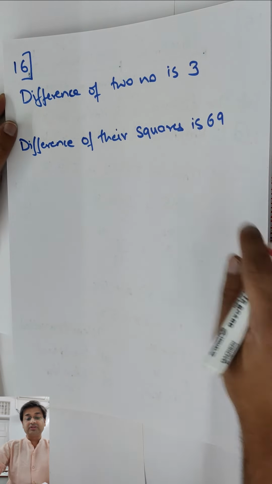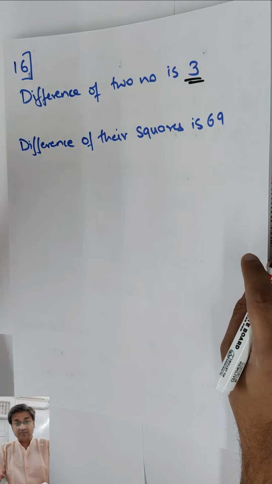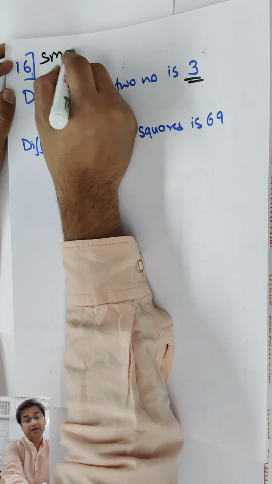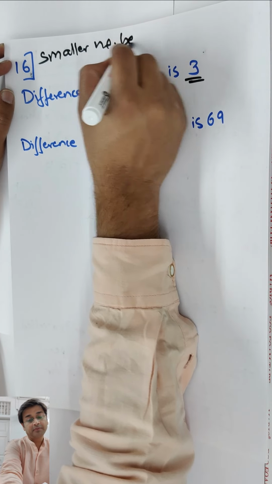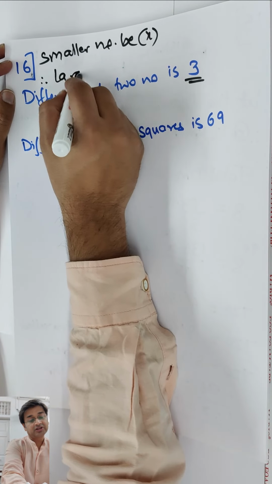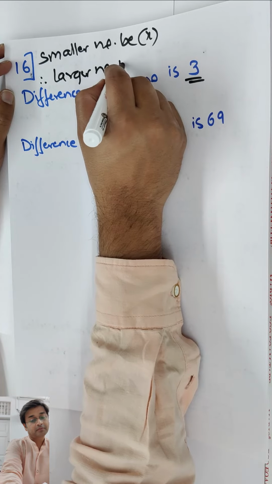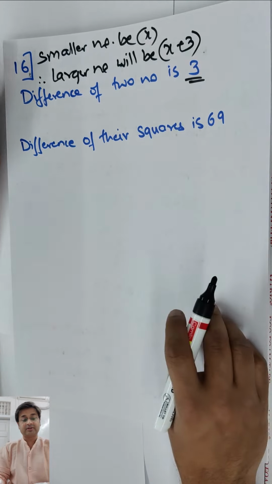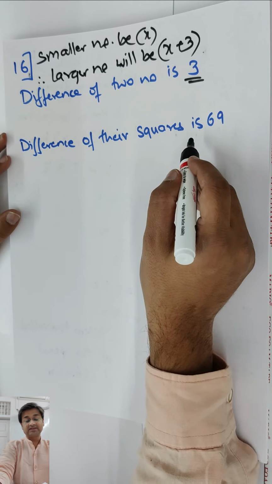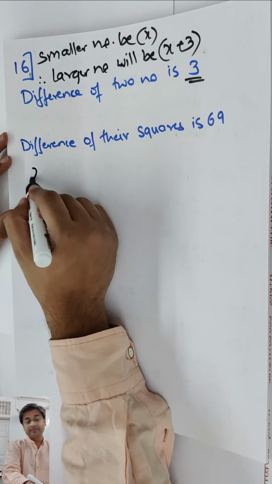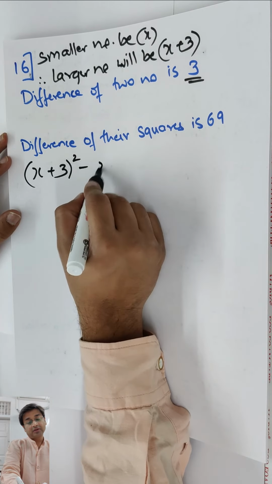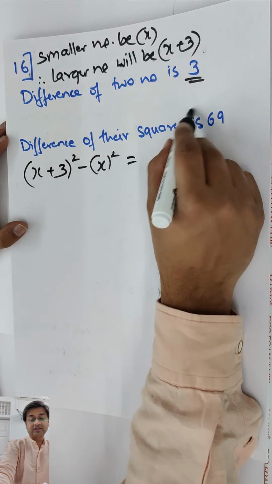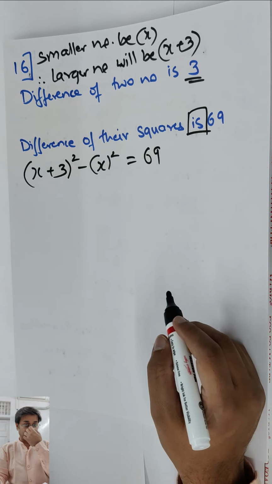The difference of two numbers is 3. So assume the smaller number as x. So bigger will be x plus 3. Super. So you say smaller number be x. Therefore larger number will be, its difference is 3, so the larger becomes x plus 3. Difference of their squares, so you'll have to take the larger one first. So larger's square minus the smaller's square. Difference of their squares is 69. Come on, solve it now.